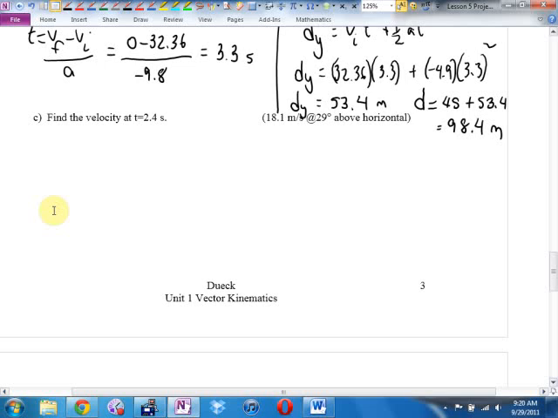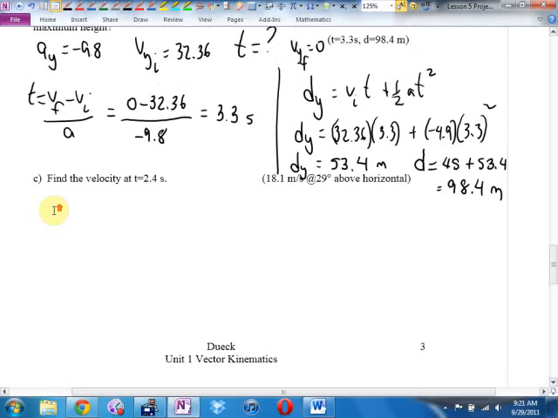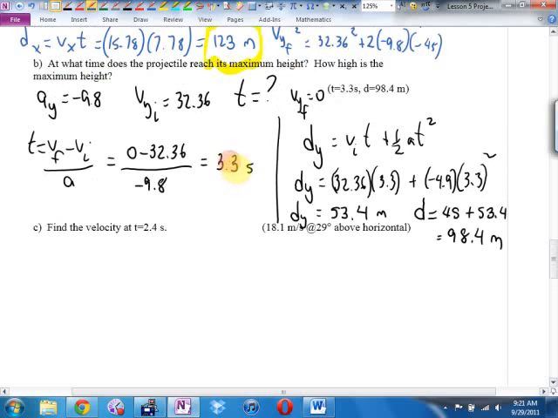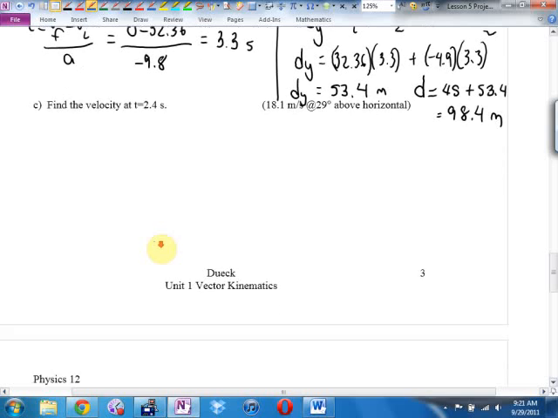Brett says, find the velocity at t equals 2.4 seconds. If it took 3.3 seconds to get to the top, at 2.4 seconds, is it on the way up or on the way down? It's on the way up. Here's what I think that velocity looks like. And I think it's made up of two components.